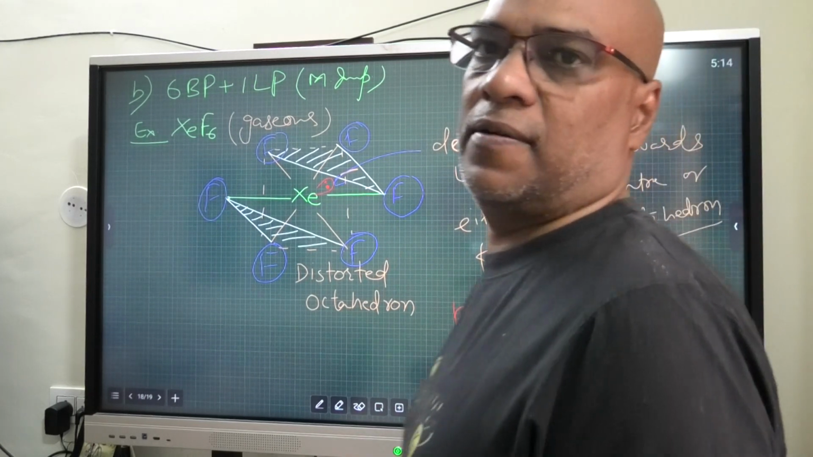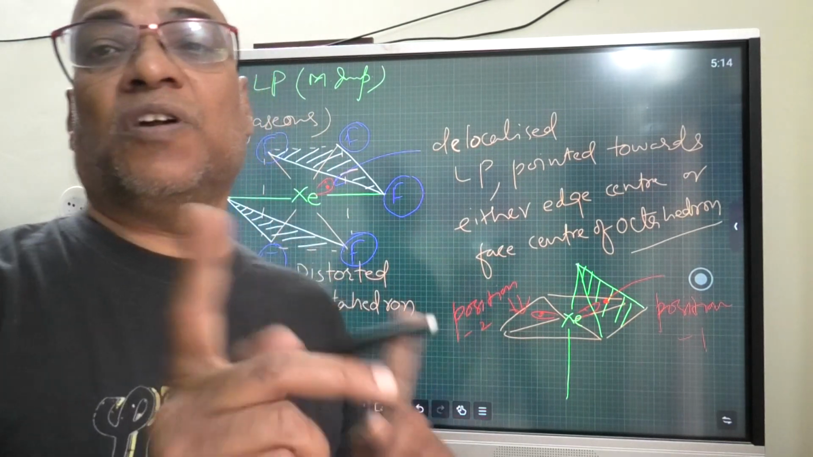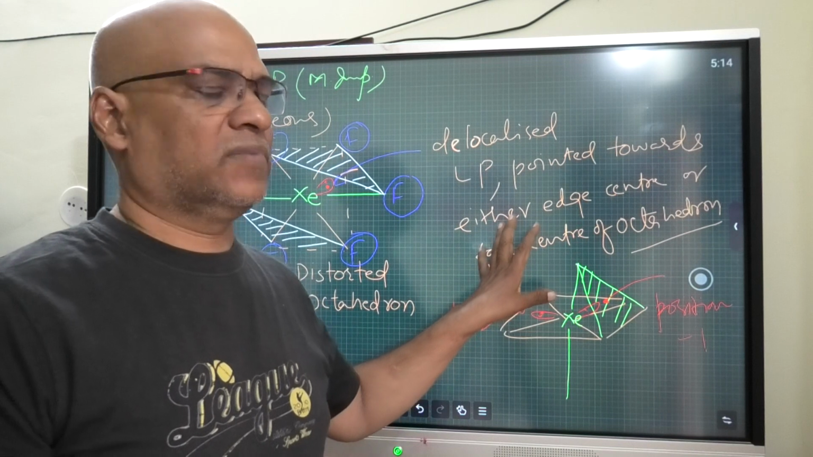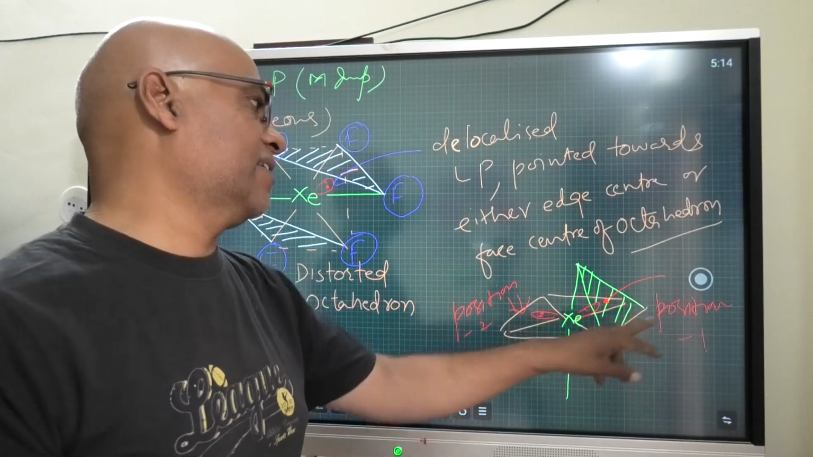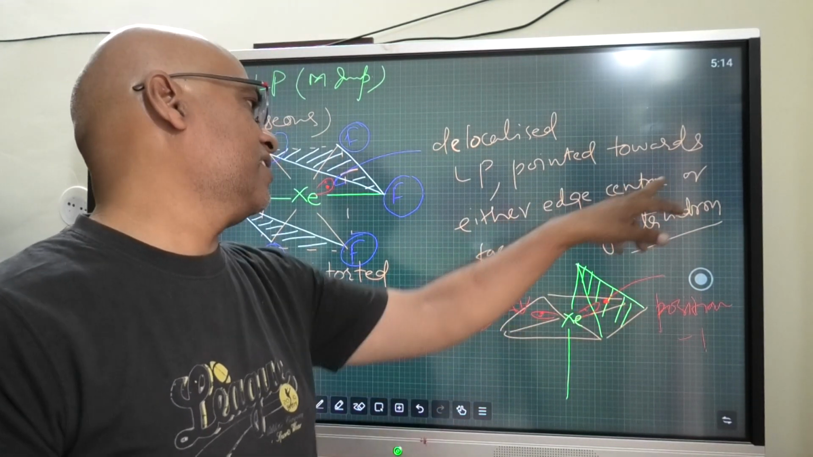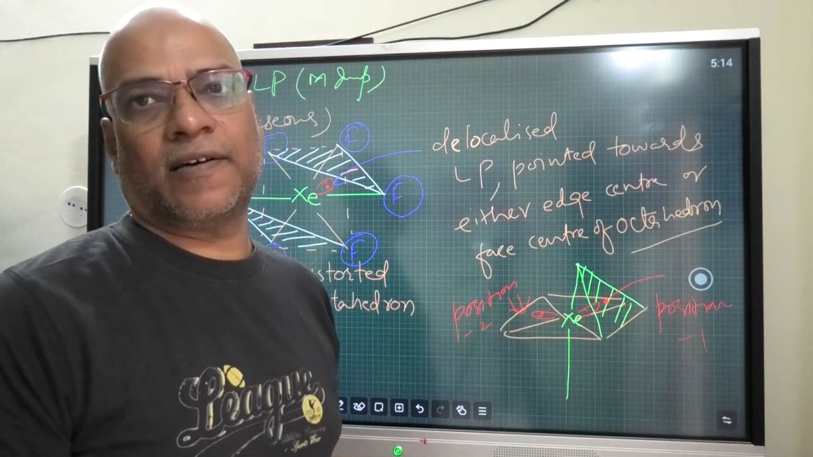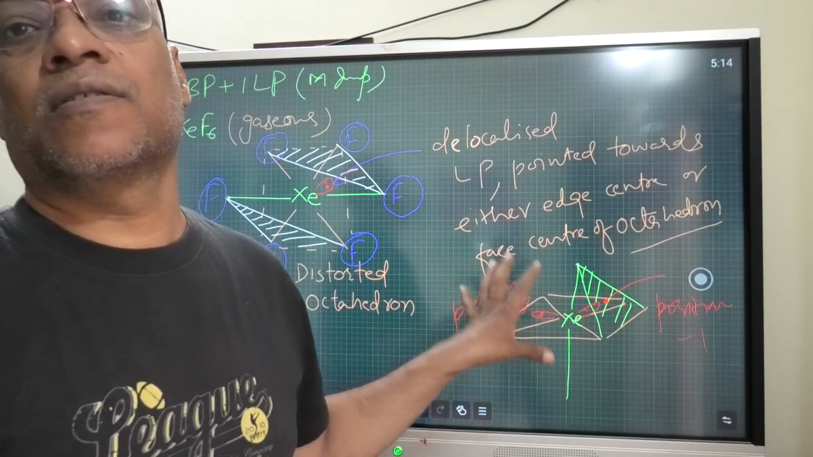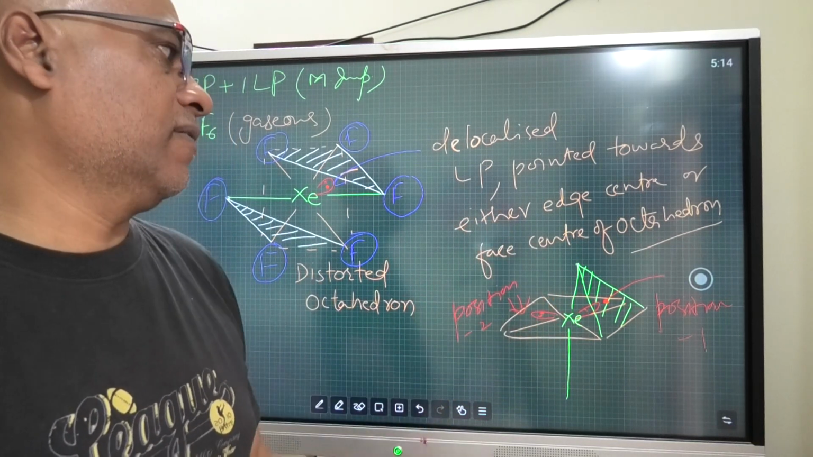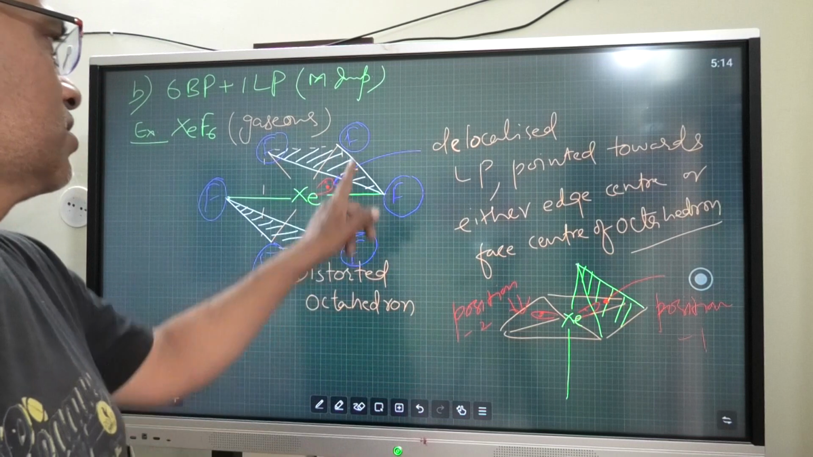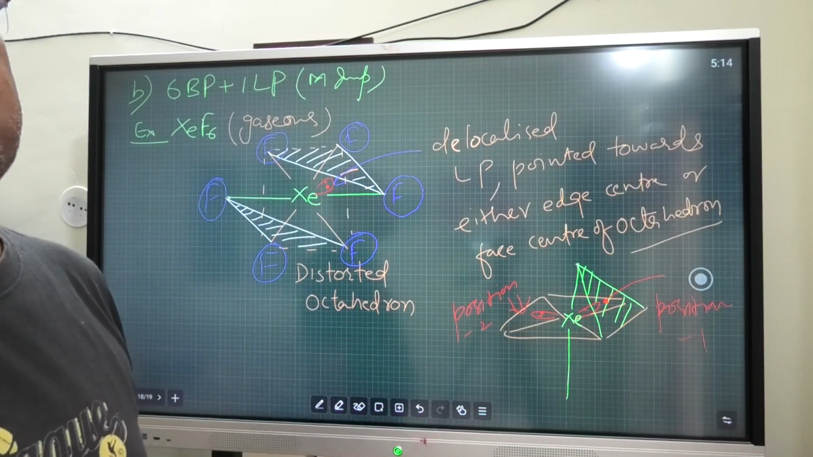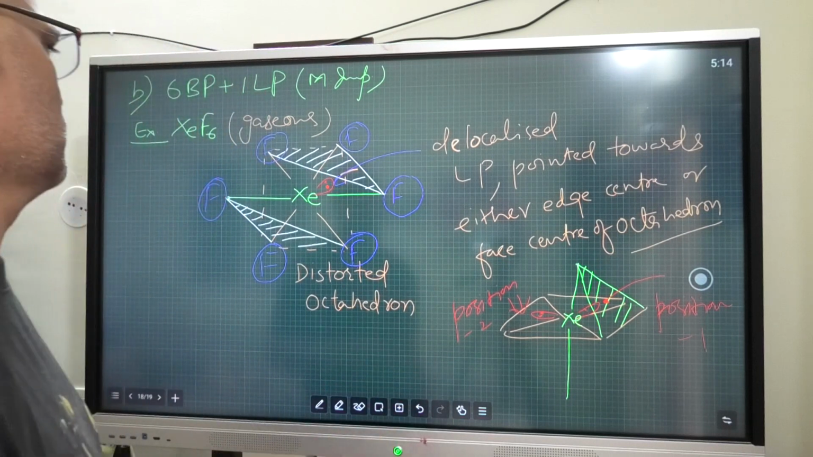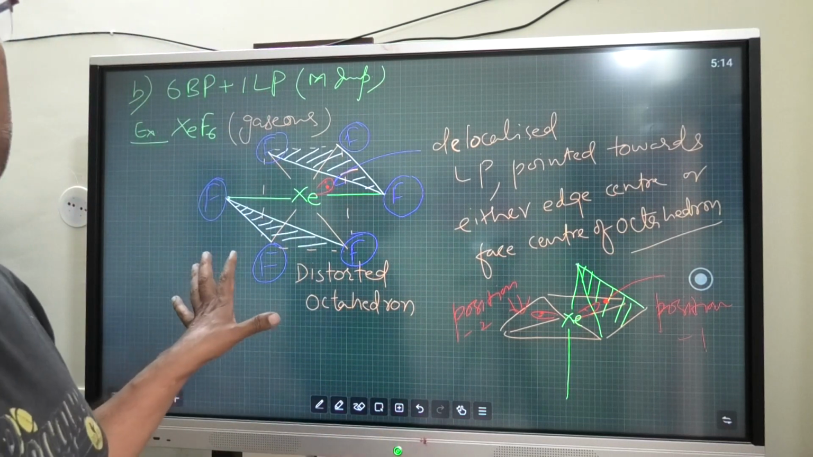Okay, so it may be found at 2 different positions and it keeps on moving continuously, either at the edge center or the face center. Is it very important to memorize this information? Very important information. This lone pair is delocalized. Regarding the dipole moment, we'll talk later on, not right now. Is it clear now to everybody?